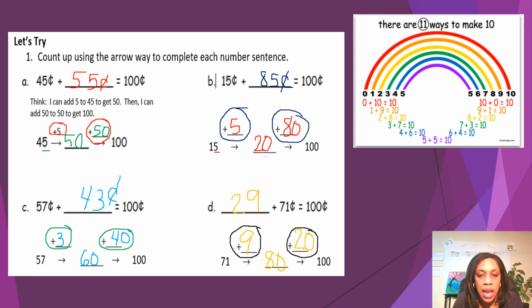So for D, I was at 71. I had to add 9 to get to 80. And from 80, I added 20 to get to 100. So I need my cent sign there. 29 cents plus 71 cents equals 100 cents.